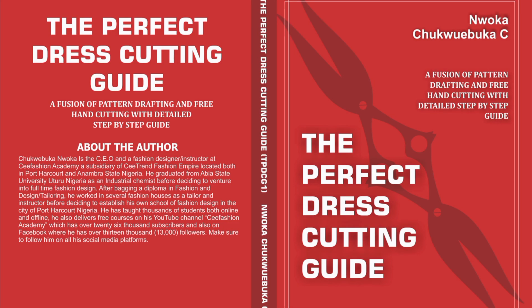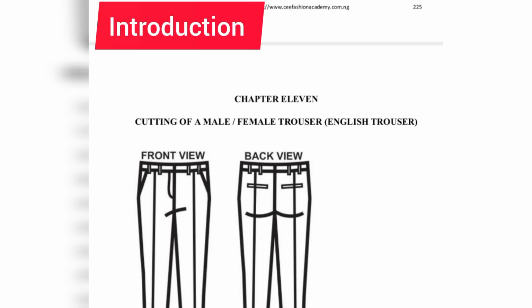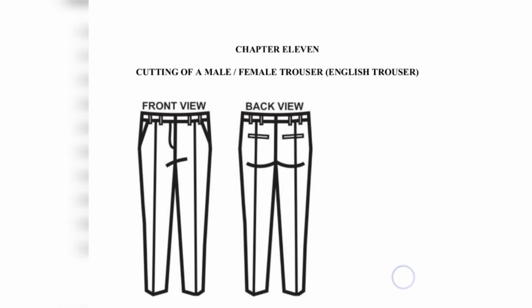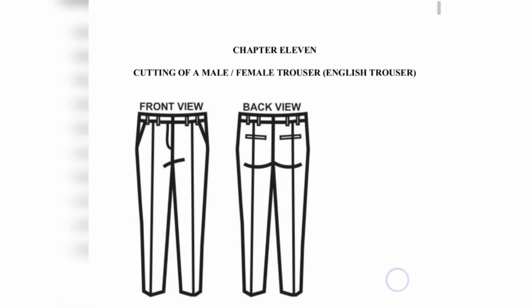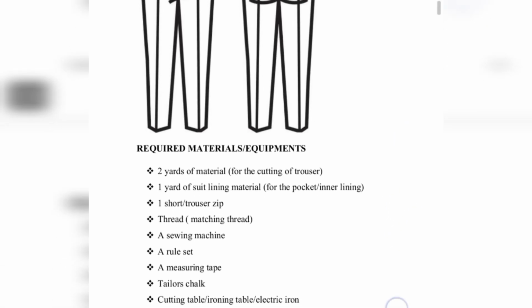As you can see, we are going to be teaching from our book, The Perfect Dress Cutting Guide. Today we are going to be working on a trouser, male and female trouser. This is coming from chapter 11 of our book. We are going to be cutting a male and female trouser. Before we properly start cutting, we have to look at some things concerning these male and female trousers.